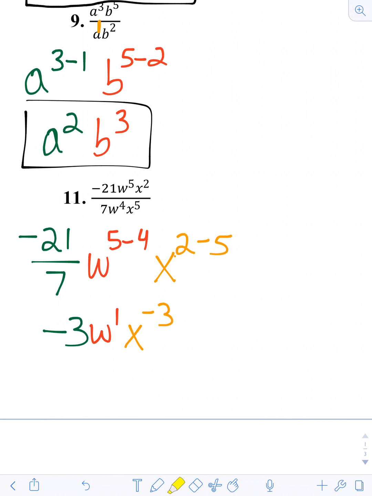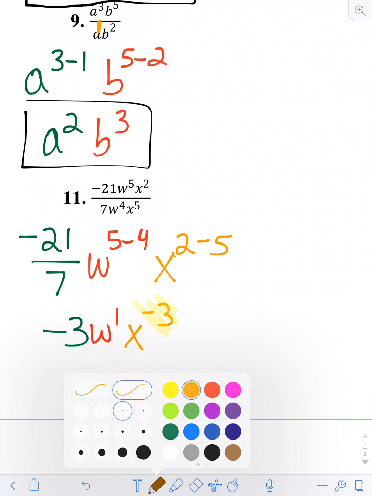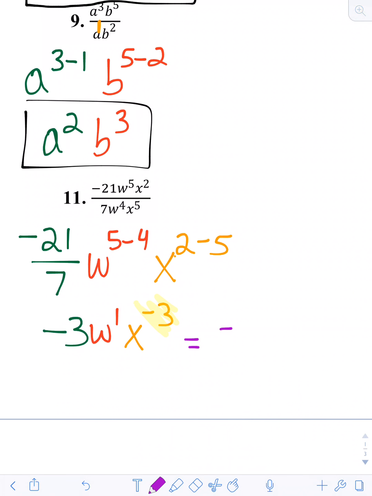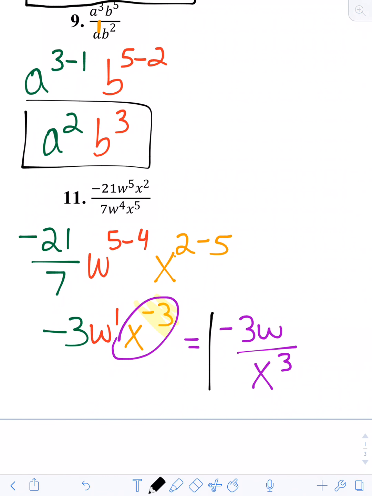So remember, you cannot have this negative exponent. So what we're going to do is rewrite this. I'm going to write it all as one color. So that's equal to negative 3, and then you have your w. This x to the negative 3 power, all that goes to the bottom. And when it goes to the bottom, it becomes positive. So that's your final answer.